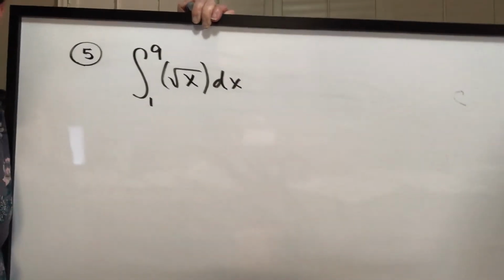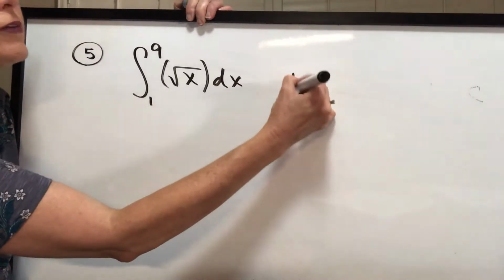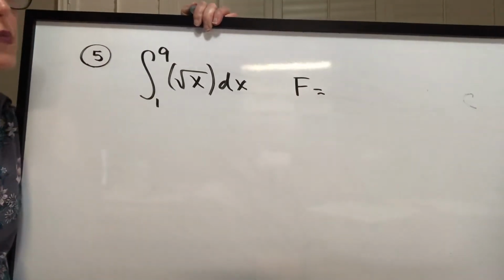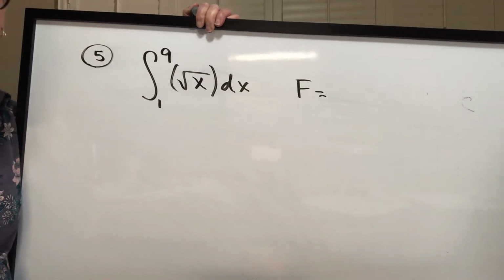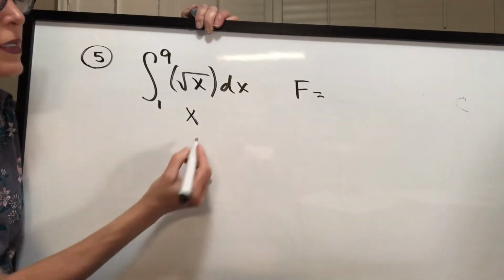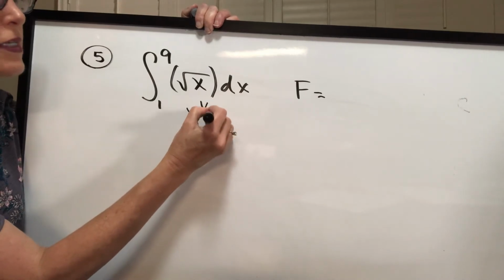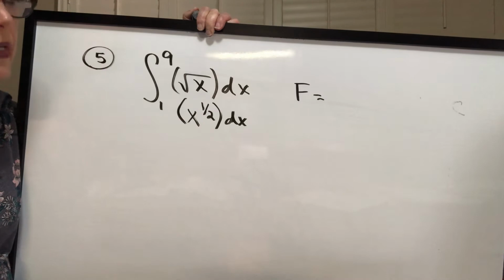Okay, so here's number 5. So we're first going to look for the antiderivative. Now this one is a square root, and just to refresh your memory, a square root can be rewritten as an exponent with a fraction. So a square root is x to the half power. So that would be the same thing as square root of x.